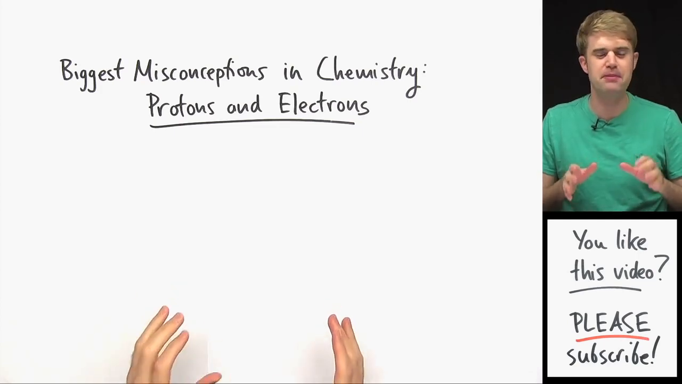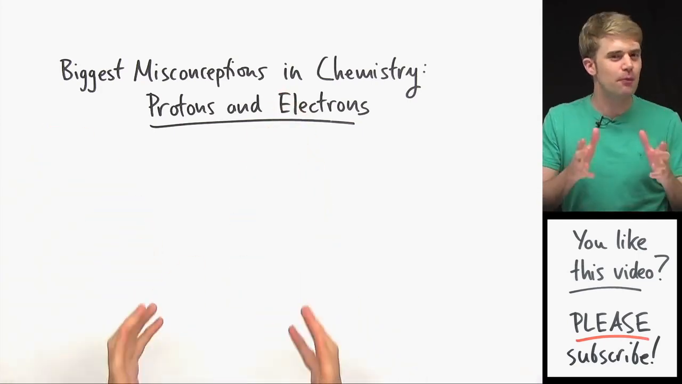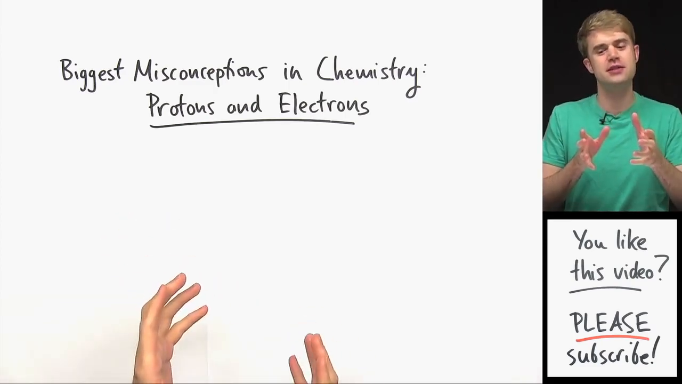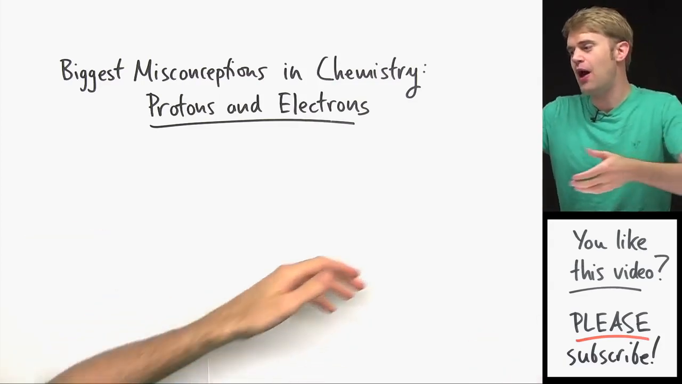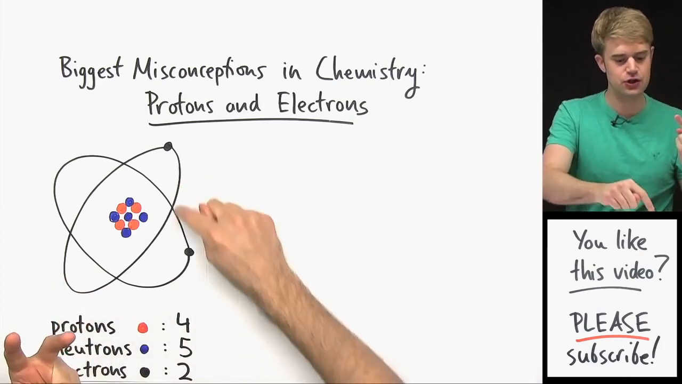I want to talk about one of the biggest mistakes, one of the biggest misconceptions in chemistry. So many people think that the number of protons in an atom always has to equal the number of electrons. Okay, let's say I'm making a video and I draw an atom like this. Okay, it's got 4 protons and 2 electrons.